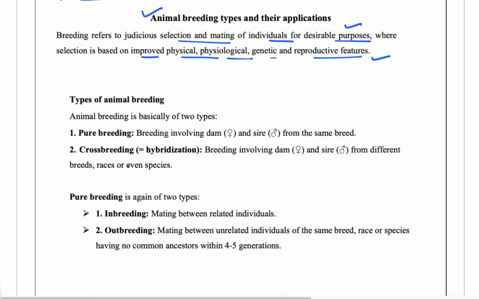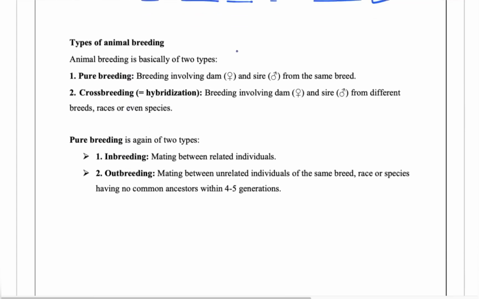First of all, what are the types of animal breeding? There are basically two types. Number one is pure breeding, and then there is crossbreeding. What is pure breeding? Under pure breeding, you have a male and a female from the same breed. The male is called the sire, and the female is the dam. Both have desired characters which you want in the offspring, so you breed them, right? Simple.